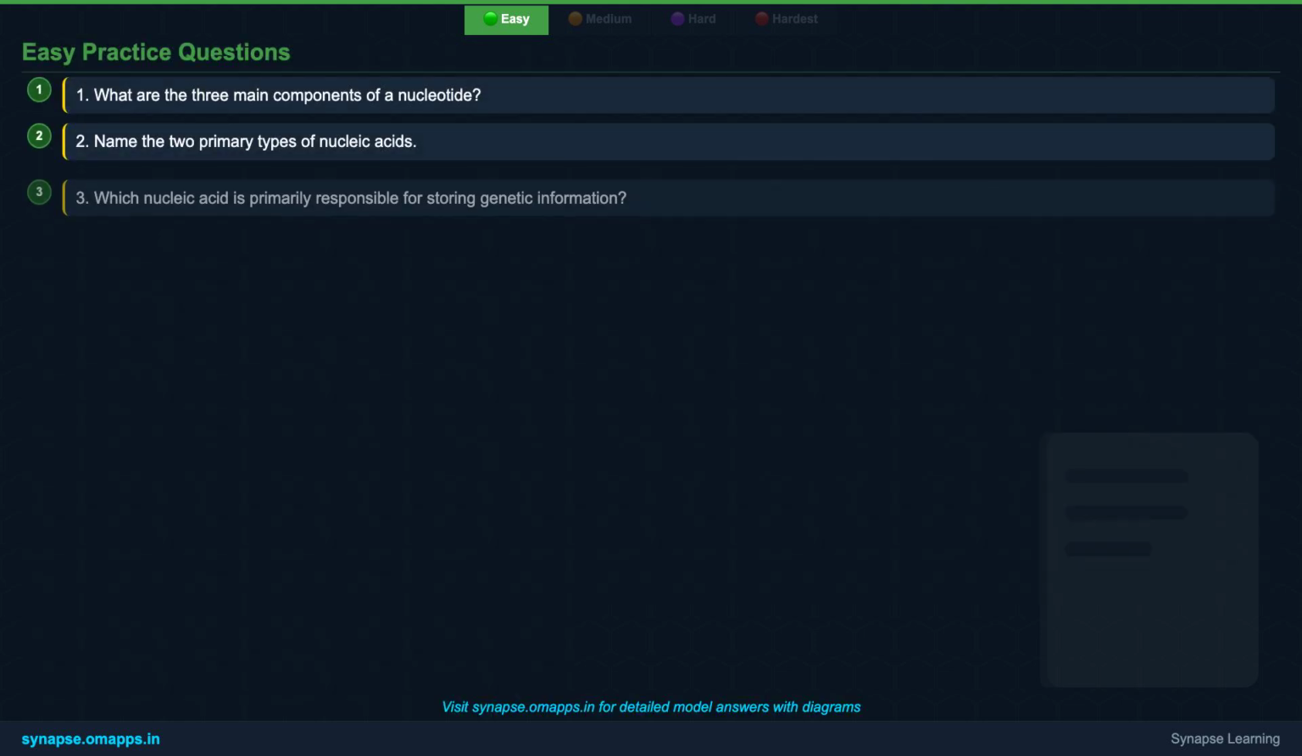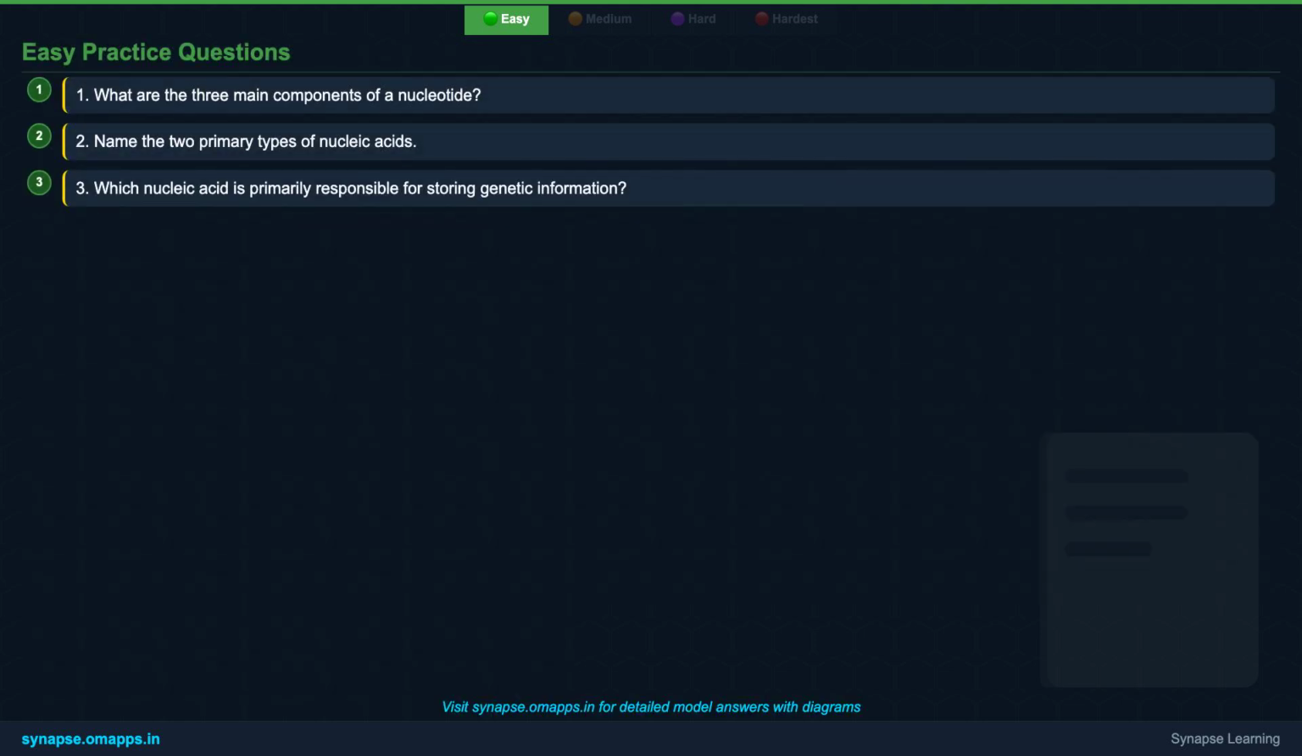Now, let's test your understanding of the basics. Try to answer these three questions. First, what are the three main components of a nucleotide? Second, can you name the two primary types of nucleic acids? And finally, which of these nucleic acids is primarily responsible for storing genetic information? Pause here, think about it, and see if you can recall the answers from what we just discussed.